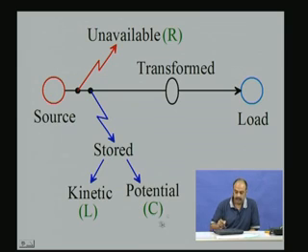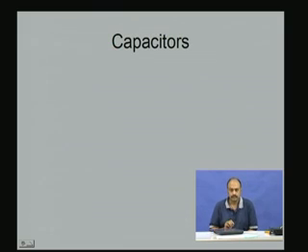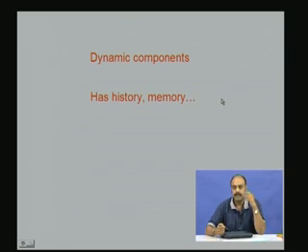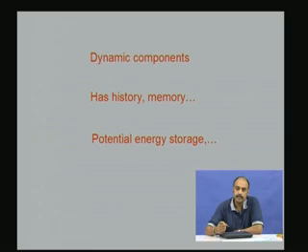Let us first look at the potential storage component, which is the capacitor. So, what are capacitors? Comparing with the resistor, we see that capacitors are dynamic components. What does it mean by dynamic components? It means it can remember, it has history, it can store the past states or past values, it can have initial conditions. That is what a dynamic component means. It is not algebraic, its present is based on previous values, and therefore, they have memory.